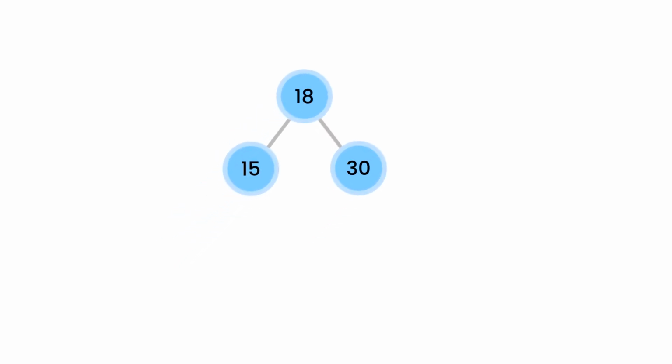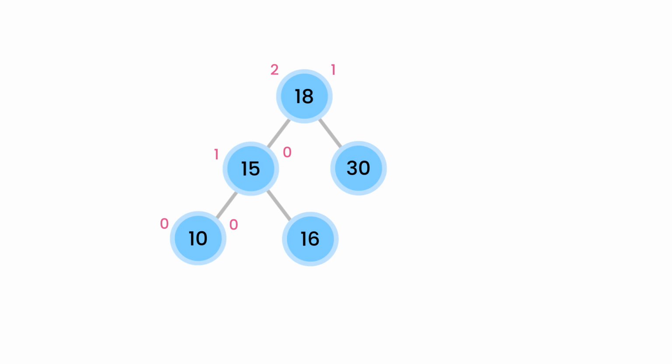Let's add another number. We're going to add 10. 10 is smaller than 18 and 15, so it should end up here. Is this tree balanced? Let's find out. For the 10, we have a height of 0 on both sides. For the 15, we have a height of 1 on the left and a height of 0 on the right. And for the 18, we have a height of 2 on the left and a height of 1 on the right. The difference is still 1, so our tree is still balanced. Next, we're going to add 16. Our tree is still balanced.